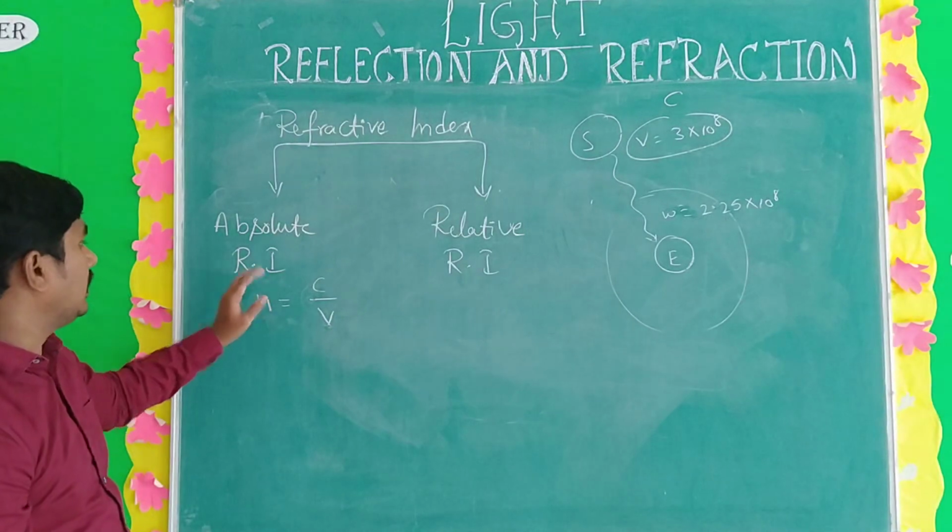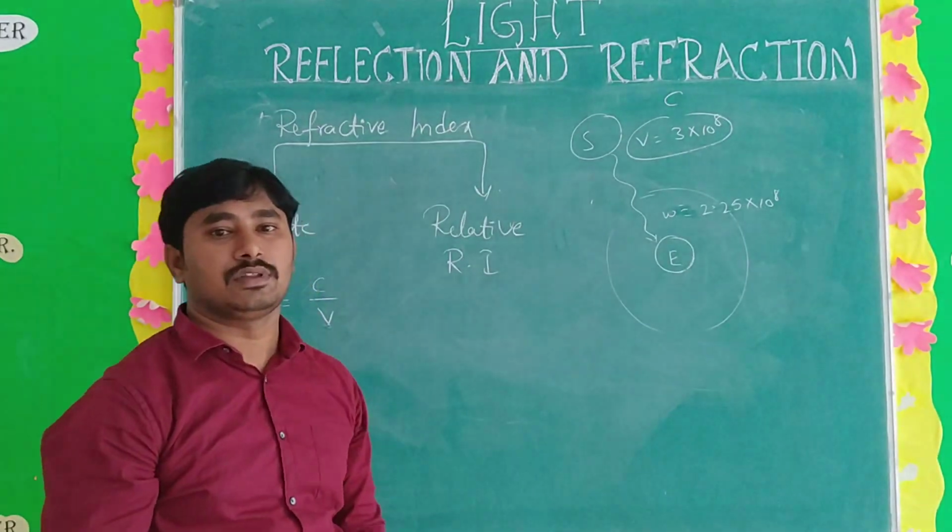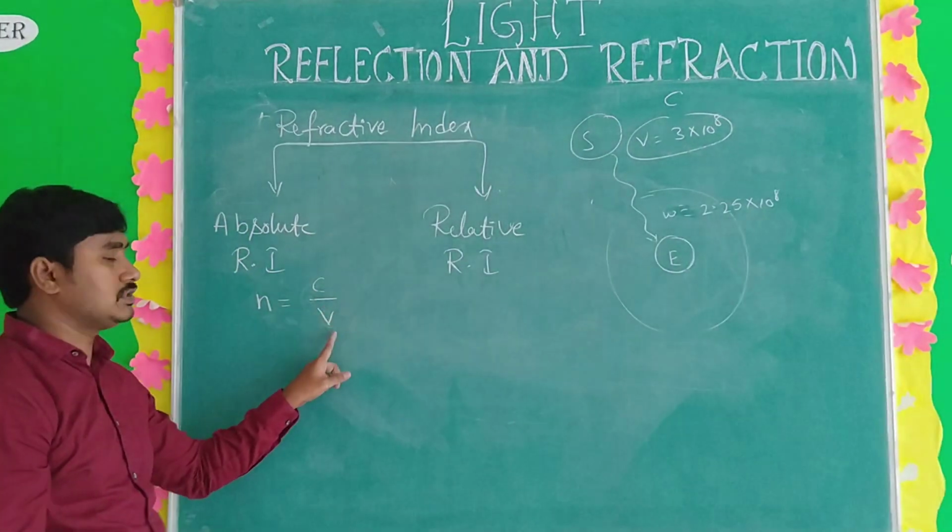Understand? So the refractive index has no units. Why? Because here is the speed of light, and here also the speed of light.